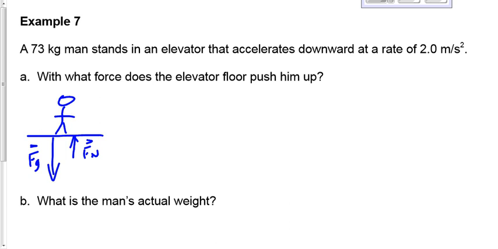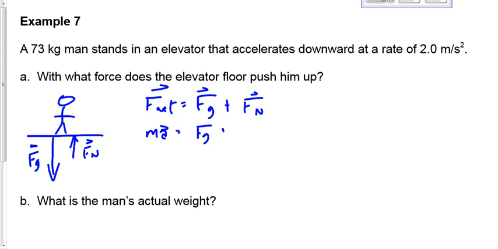Okay, let's do our thing. We know how to do this, right? F net is equal to the sum of the forces. In this case, we're going to say Fg plus Fn. In most of the questions that we've done so far, it's been F1 plus F2 plus whatever. Here it's Fg plus Fn. Next step is m times a is equal to Fg plus Fn.